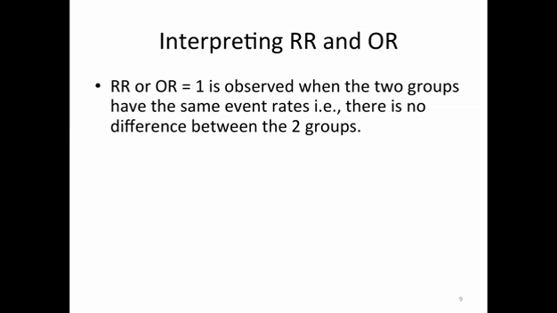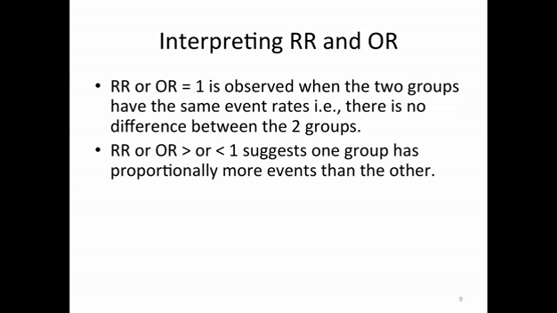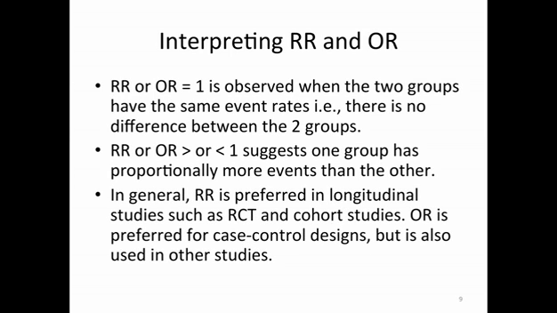What does it mean to have an OR or an RR of 1? RR or OR of 1 is observed when the two groups have the same event rates. That is, there is no difference between the two groups. RR or OR greater than or less than 1 suggests one group has proportionally more events than the other. In general, RR is preferred in longitudinal studies such as randomized controlled trials and cohort studies. OR is preferred for case control designs, but it is also used in other studies.